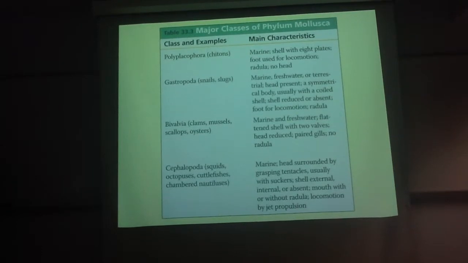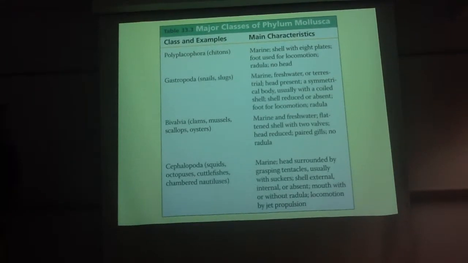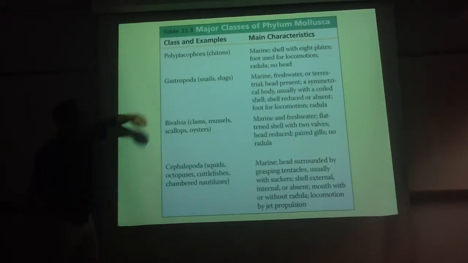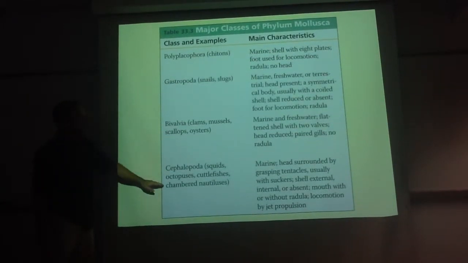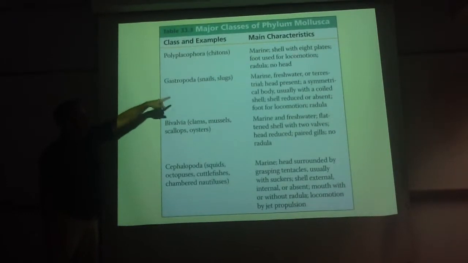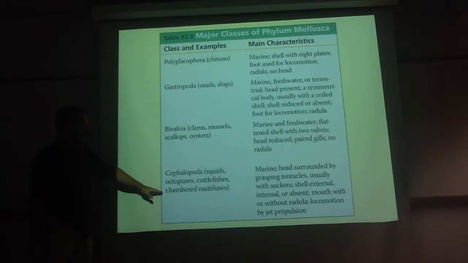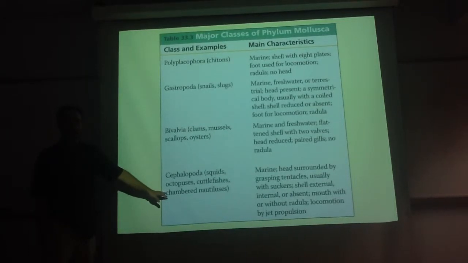So these are the 4 classes. I'm going to briefly mention Polyplacophorans. These are the ones that you need to know, right? Because you saw them in lab. Gastropods, snails and slugs, bivalves, which would be anything with 2 shells, and cephalopods, which you dissected one.